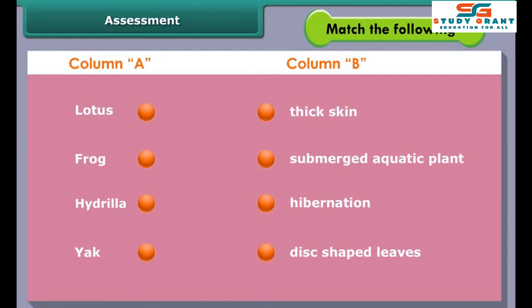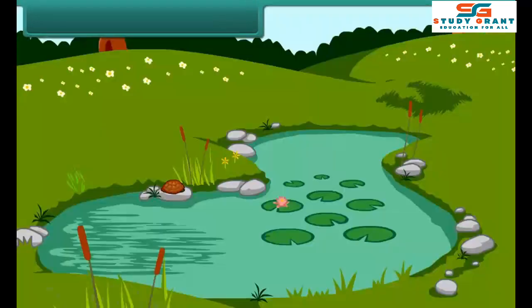Students, we all know that frogs are amphibians. They can live both on land and in water. So they have specially developed features that allow them to live both on land and in water. Frog has long, strong, and webbed hind limbs that help in jumping and swimming. Frog undergoes hibernation during the winter season. Match the following by clicking the organism and the adaptations found in them.